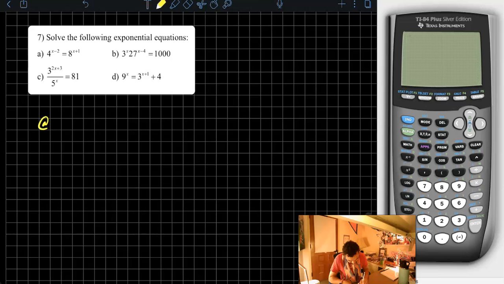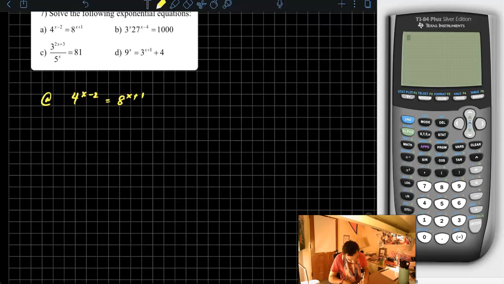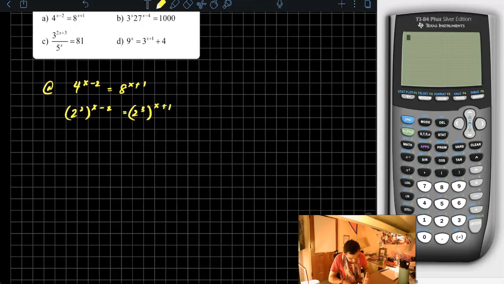So part A, 4 to the x minus 2 equals 8 to the x plus 1. This would be one where you want to express it in the same base. So we're going to write it as 2 squared to the x minus 2 equals 2 cubed to the x plus 1. A power raised to a power means you multiply the exponents, so you get 2 to the 2 times x minus 2 equals 2 to the 3 times x plus 1.